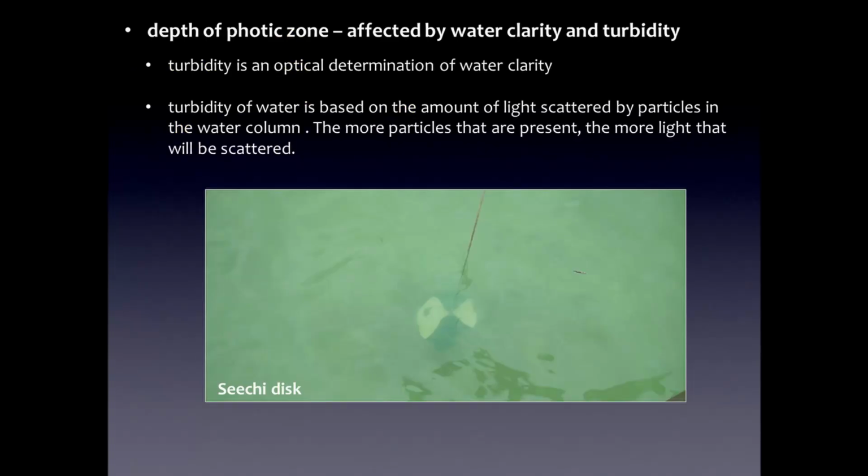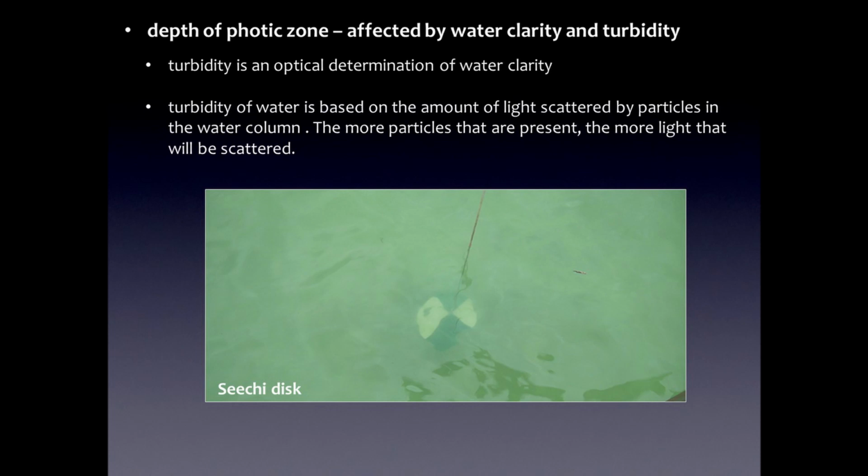The depth of the photic zone is going to be affected by different things. It's going to be affected by how clear the water is and how turbid the water is. Turbidity, one definition, is the optical determination of water clarity. So if you have a lot of particles, not dissolved, but a lot of particles present within the water, it's going to be very turbid. It's very difficult to see and it's not very clear. Turbidity is based on the amount of light scattered by particles in the water column. The more particles that are present, the more light will be scattered. So once again, if we get a lot of material within that water column, the water is going to be very turbid.